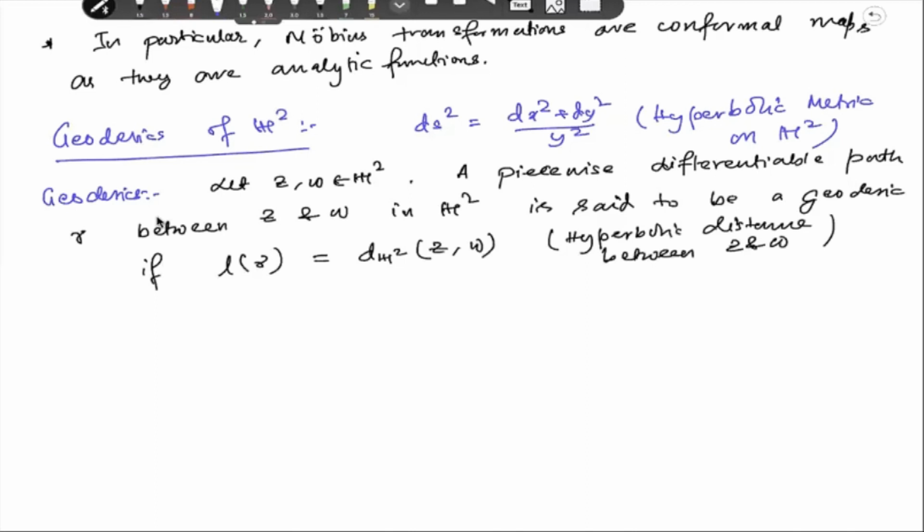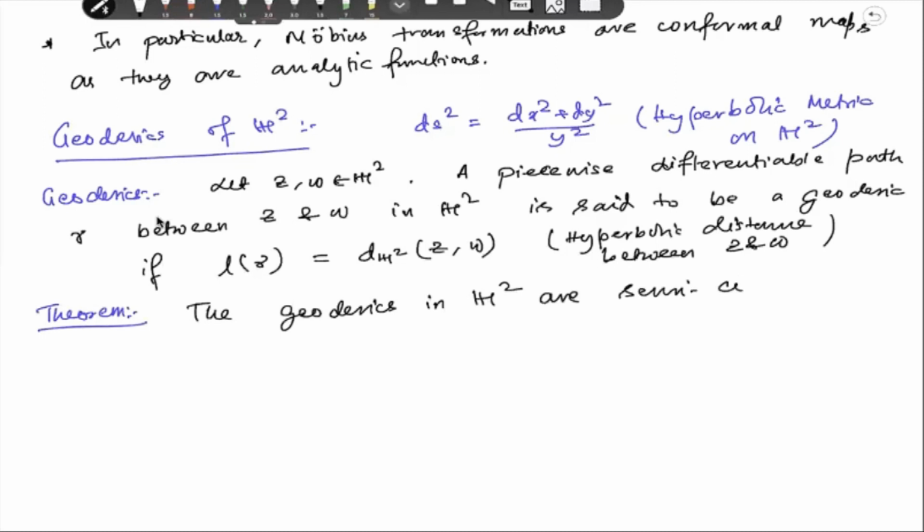Okay, so theorem. The geodesics in the upper half plane are semicircles and straight lines orthogonal to the real axis.